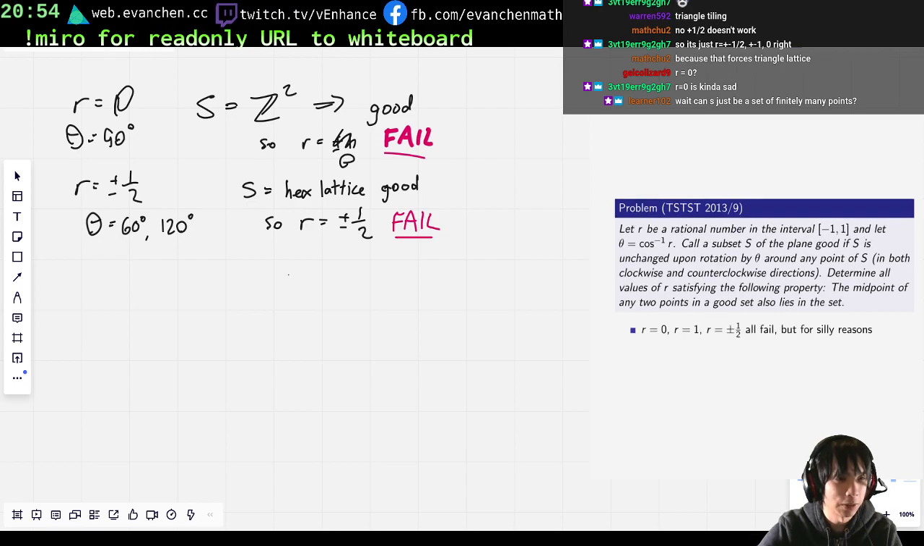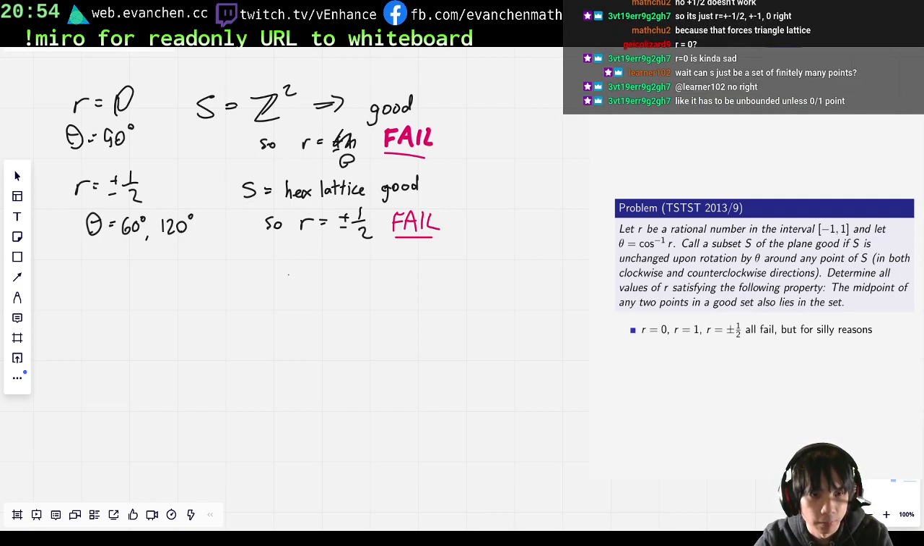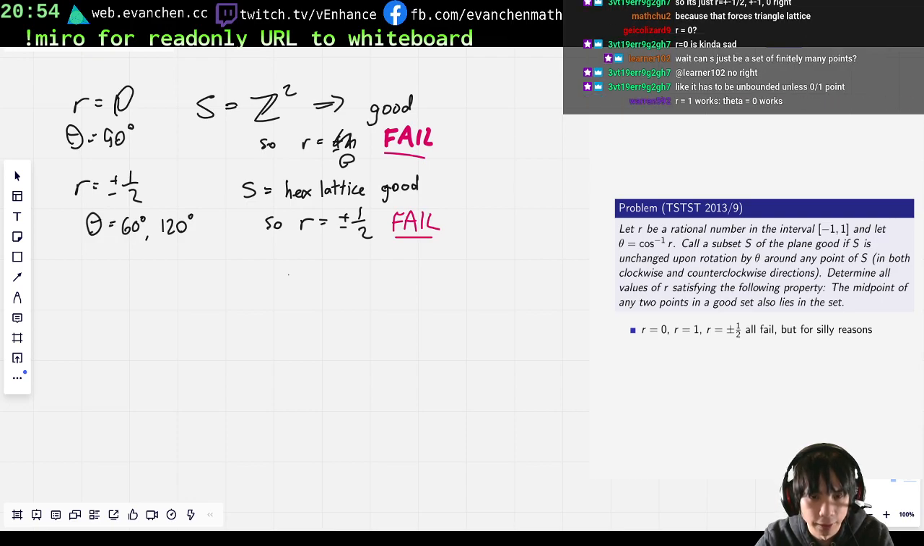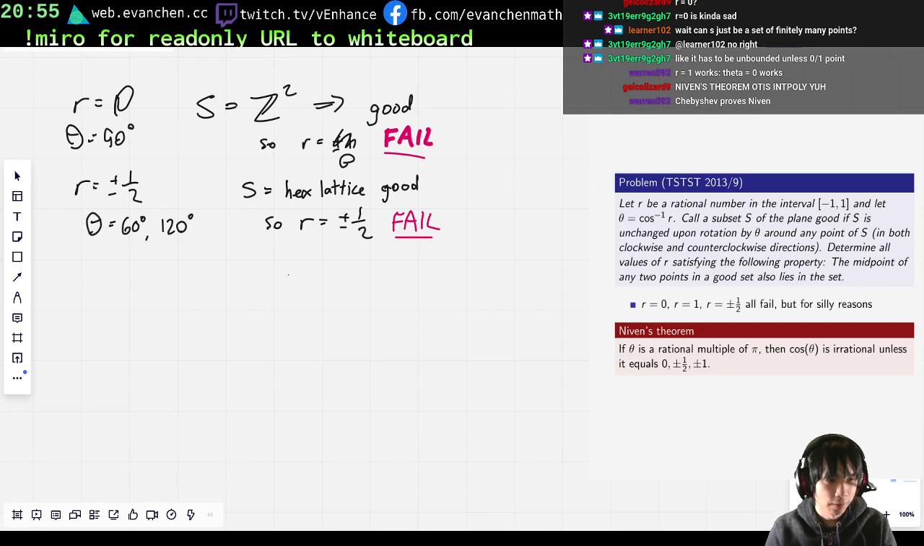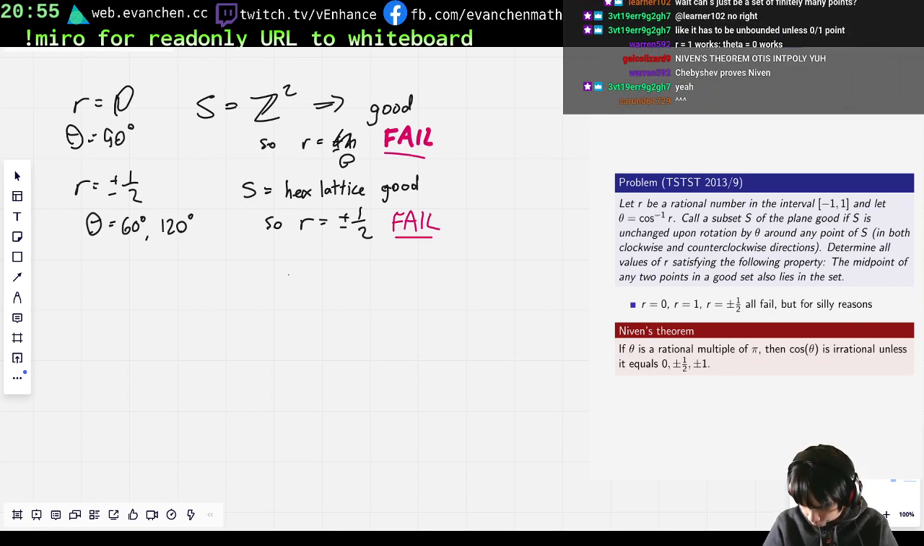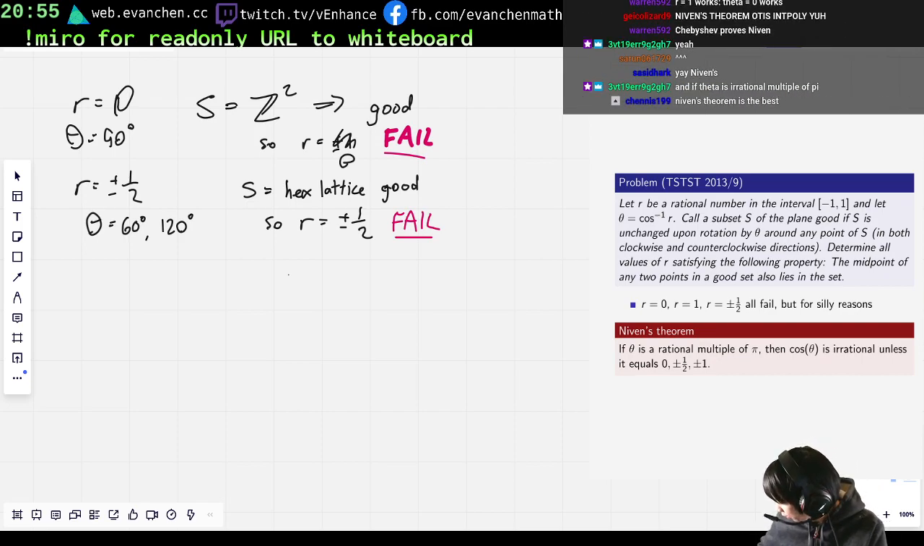Yeah, so can S just be a set of finitely many points? The answer is usually no. But the theorem that you're thinking about is called Niven's theorem, which says that if theta is a rational multiple of pi, then cos theta is irrational unless it equals 0, plus minus half, or plus minus 1. So almost all of the time, Chebyshev, yeah. I mean, this is sort of a very classical result.